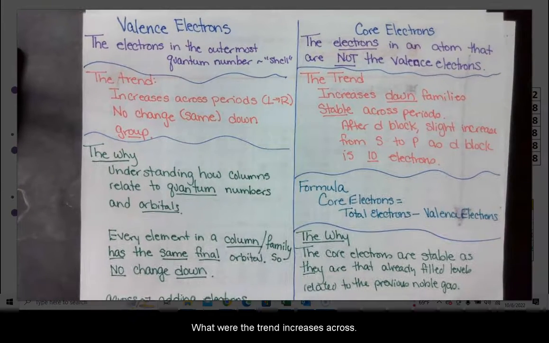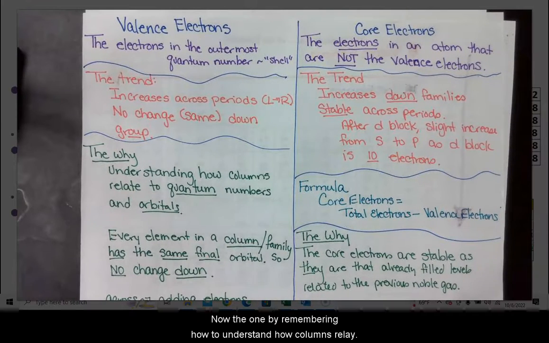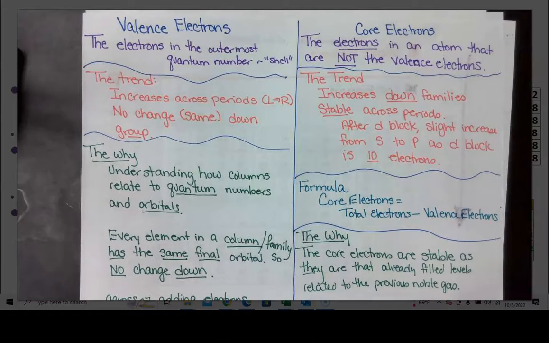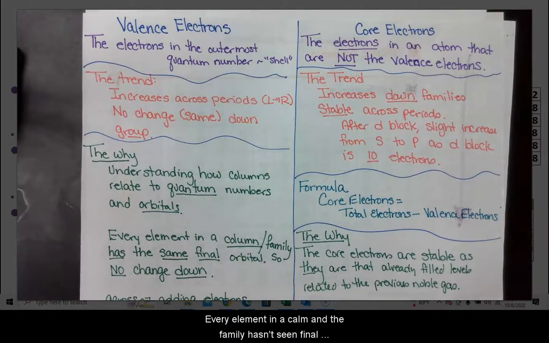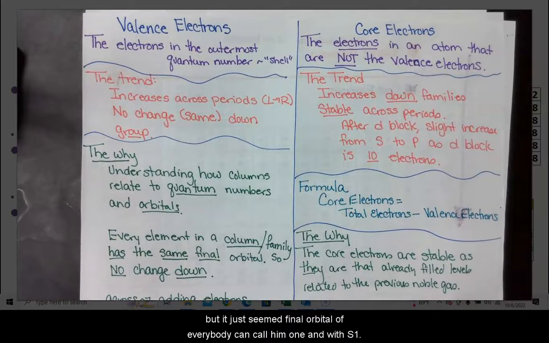So remember the trend, it increases across periods, left to right. It's pretty much no change, same down the group. That is because each family is the same. Now the why is remembering how to understand how columns relate to quantum numbers and orbitals when writing your electron configurations. Every element in a column and family has the same final orbital. Yes, you might be at a different quantum number, but it is the same final orbital.